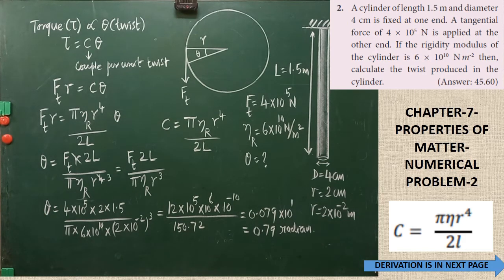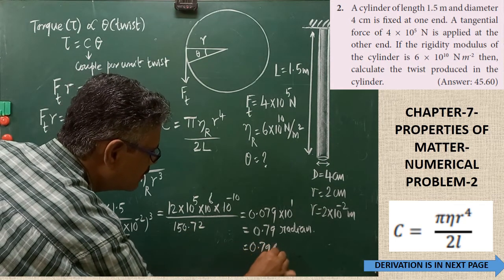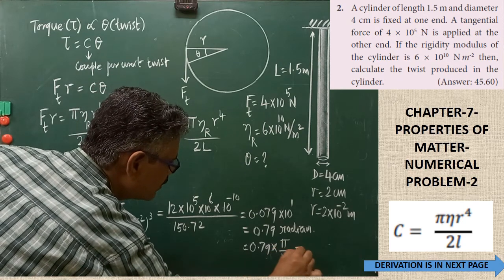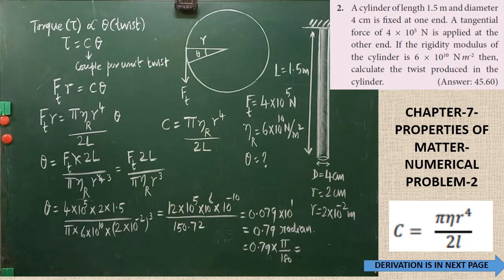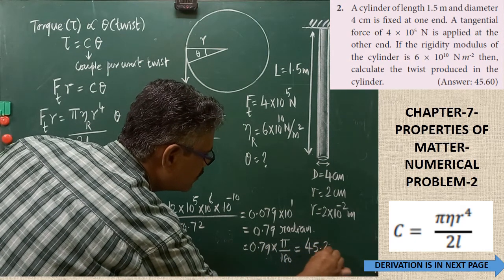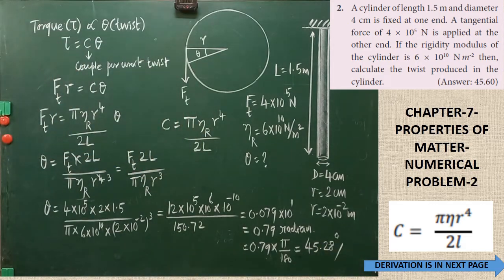Now that is to be converted into degree. How to convert? The final answer 0.79 into pi by 180. If pi by 180 is multiplied, you will get the answer approximately as 45.28 degree. Are you clear? 45.28 you will get. So this is almost closer to the textbook answer.